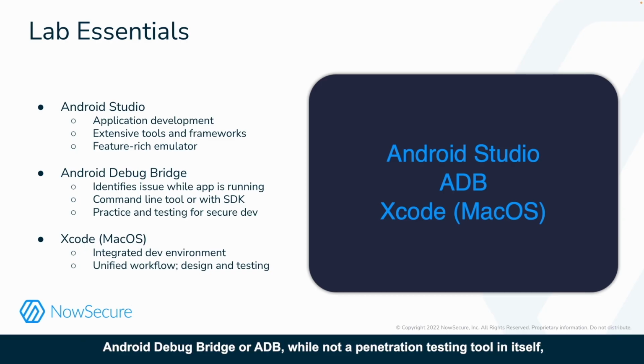Android Debug Bridge, or ADB, while not a penetration testing tool in itself, can be used to identify issues in a mobile application while it's running and access a shell on a non-rooted device. ADB is a command line tool that comes with the standard Android Software Development Kit, or SDK, allowing for an emulated or USB-connected device to be debugged in real time. ADB helps software engineers practice secure development and spot issues before reaching production, and helps penetration testers to search the file system and logs for sensitive information.